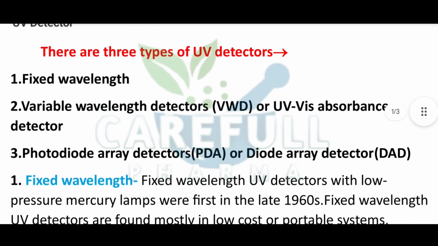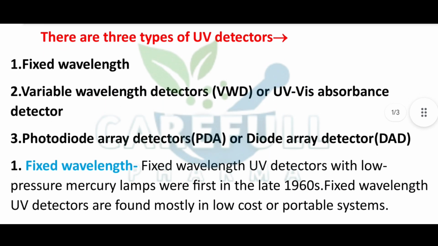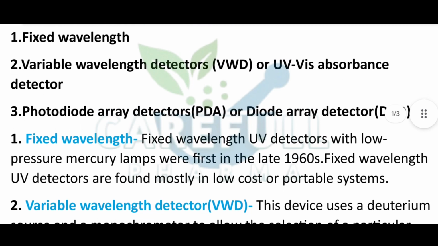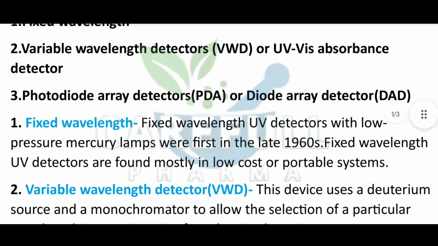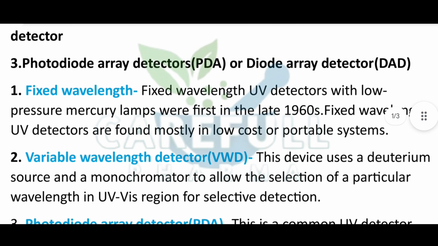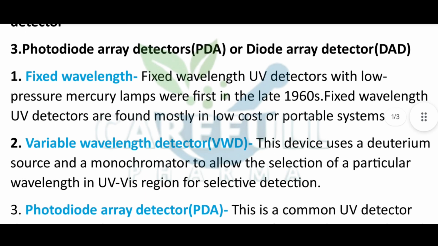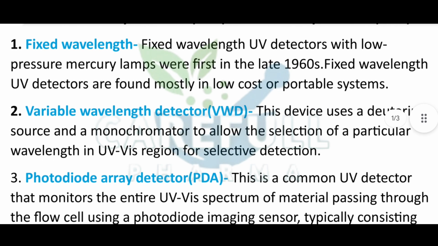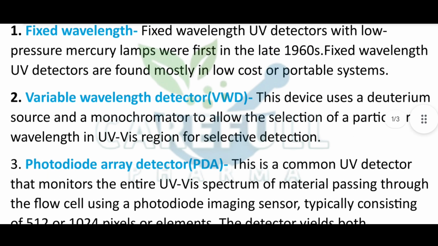1. Fixed wavelength UV detectors with low-pressure mercury lamps were first introduced in the late 1960s. Fixed wavelength UV detectors are found mostly in low-cost or portable systems. 2. Variable wavelength detector, VWD. This device uses a deuterium source and a monochromator to allow the selection of a particular wavelength in the UV vis region for selective detection.